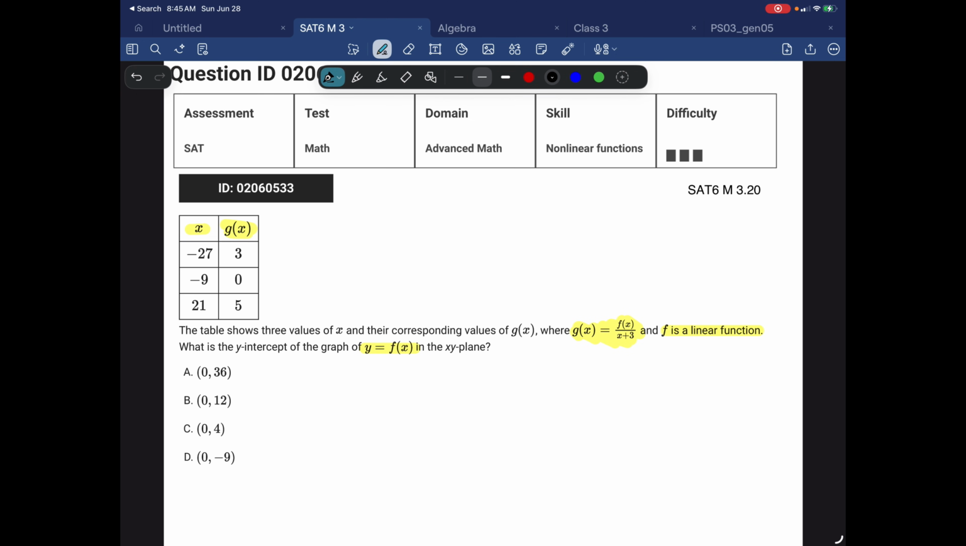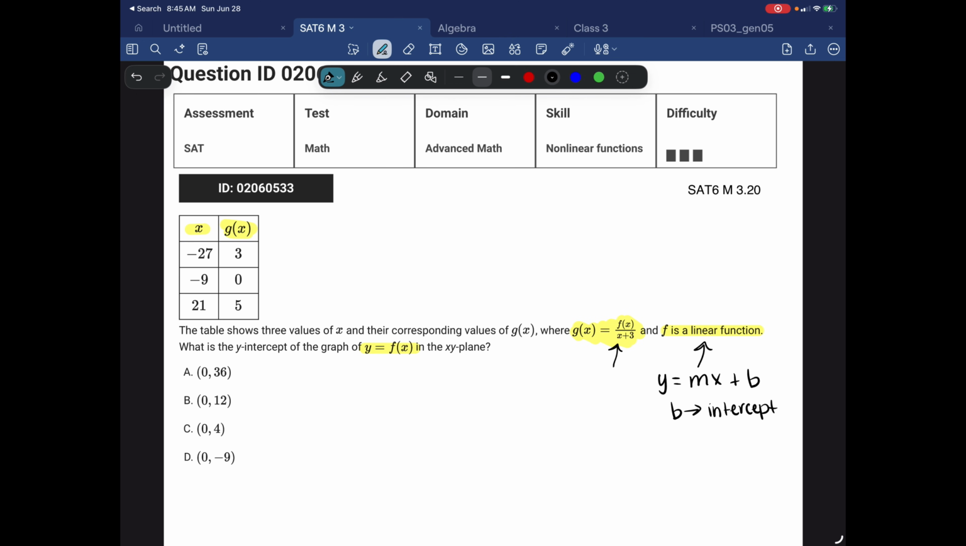Everything we know about f of x so far is that it's nested inside g of x and that it's a linear function. I know that if I get at least 2 points for f of x, I can then regress the table and come up with the equation of a line, y equals mx plus b, and we know b is the y-intercept.